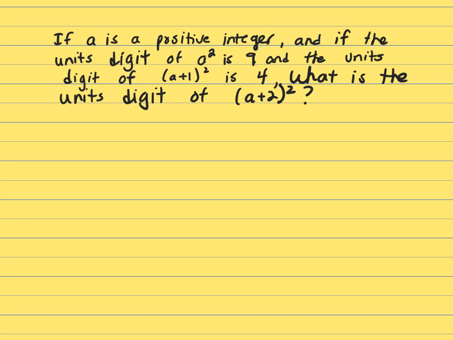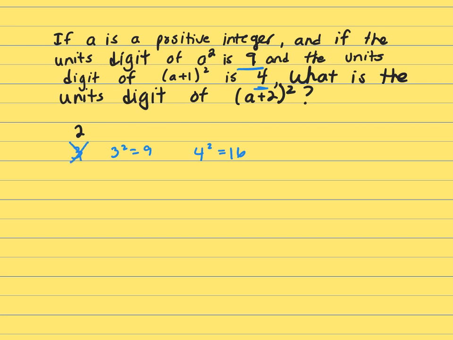So a is a positive integer. So let's just go in order, not skip around in terms of picking out numbers. If I choose 2, well, a squared is 4, and we want it to be 9. So if I let it be 3, that works, because 3 squared is 9, but 3 plus 1 is 4 squared. 4 squared is 16, so that doesn't work because we want it to end in a 4.